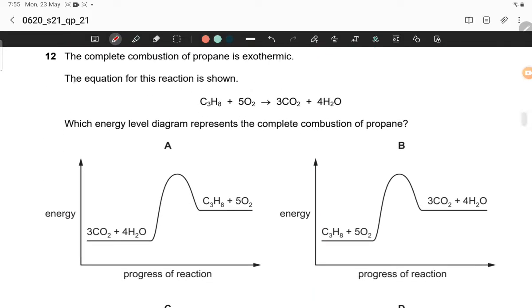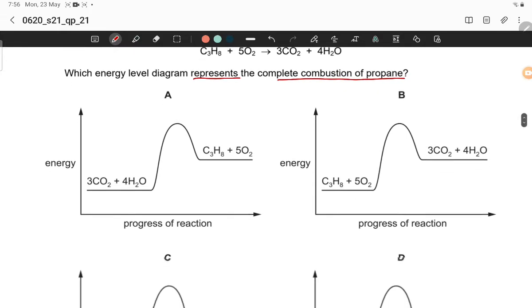The complete combustion of propane is exothermic. The equation for this reaction is shown: C3H8 plus 5O2 forms carbon dioxide and 4 moles of water. Which energy level diagram represents the complete combustion of propane? Progress of reaction. Which energy level diagram represents the complete combustion of propane?